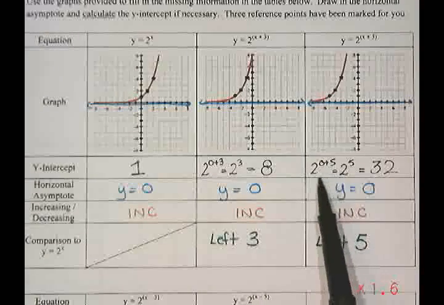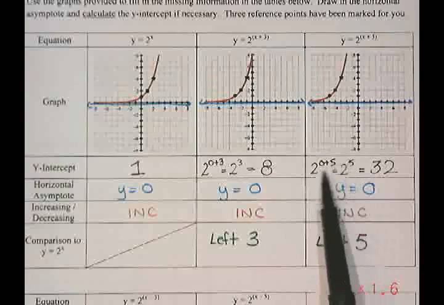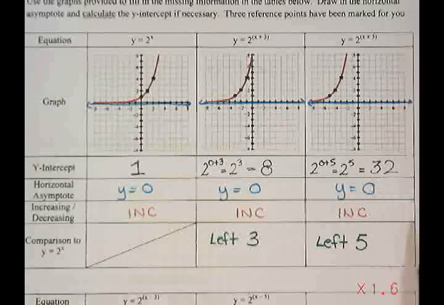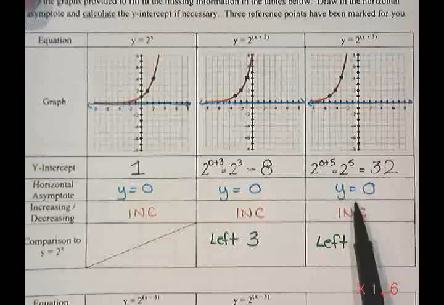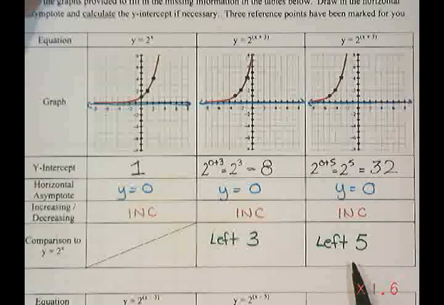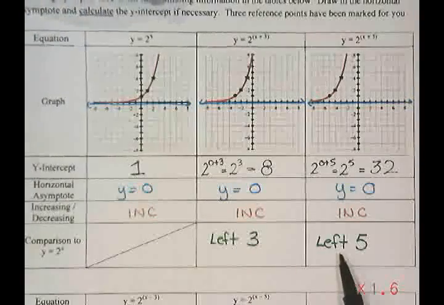To find the y-intercept of the next one, I subbed in 0 for x, so 2 to the power of 5 is 32. The horizontal asymptote is 0. This is increasing, and if I take a look at the points, they have all moved left 5.